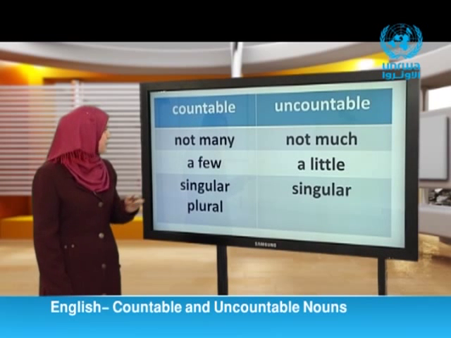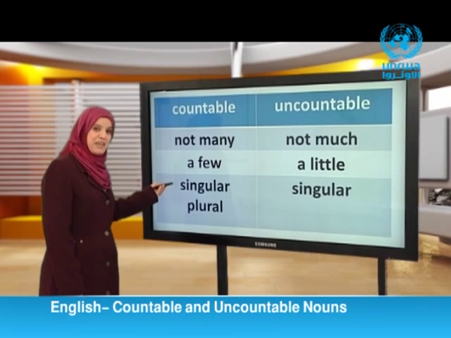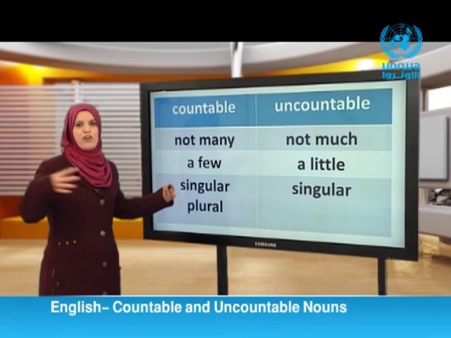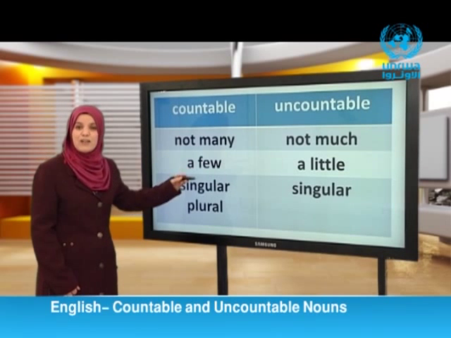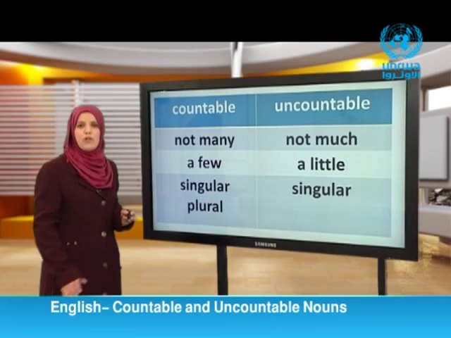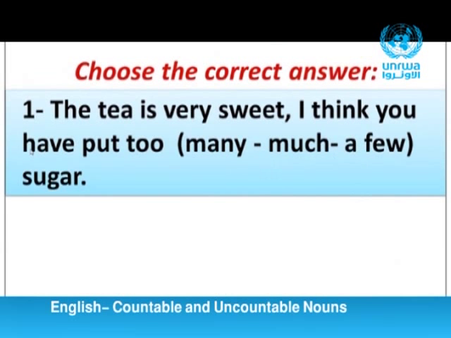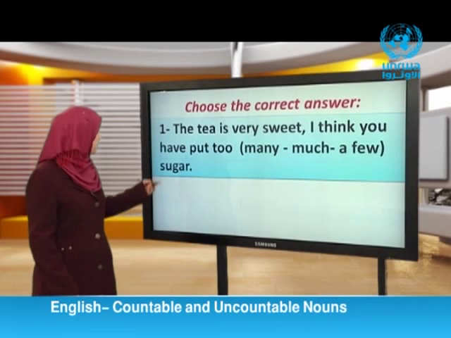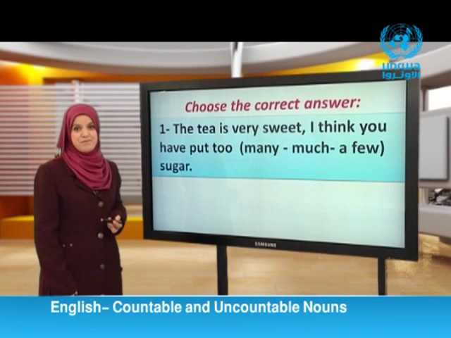And remember, countable nouns can be singular and can also be plural. There is a pen, there are pens. But uncountable nouns always come in singular form. Now it's time to practice. Choose the correct answer. The tea is very sweet. I think you have bought too many, too much, too a few sugar. What is the correct answer? Sugar is uncountable. Great.